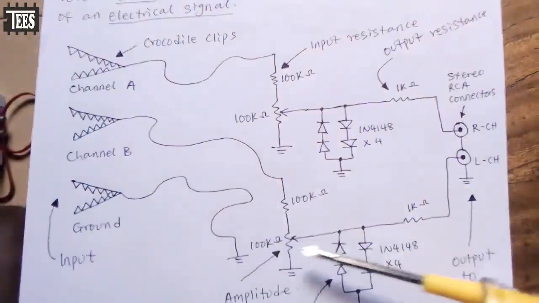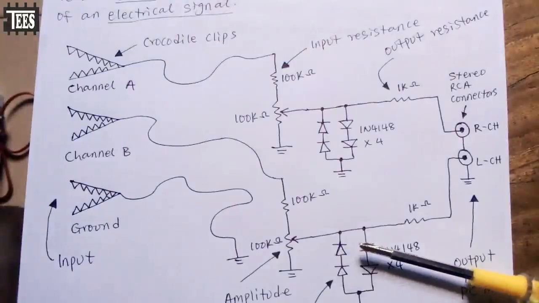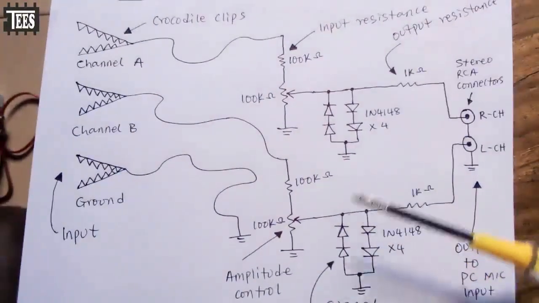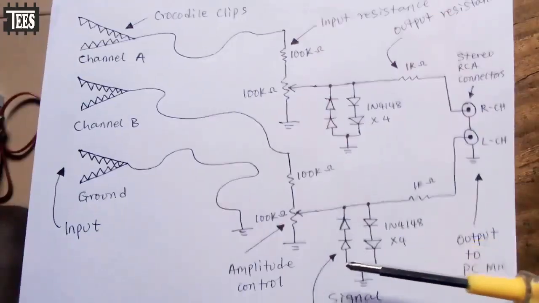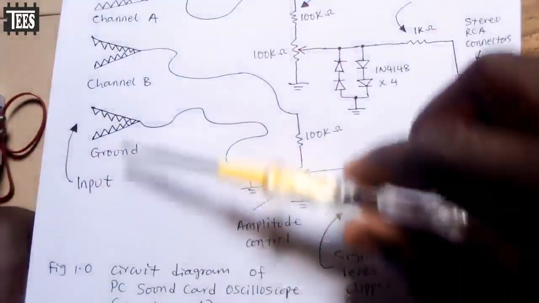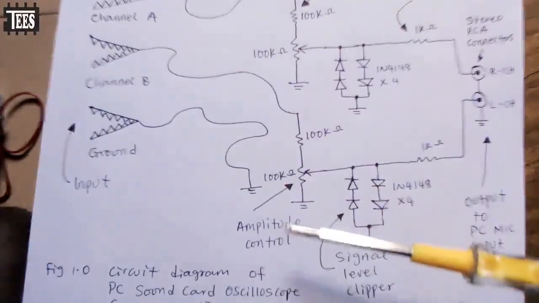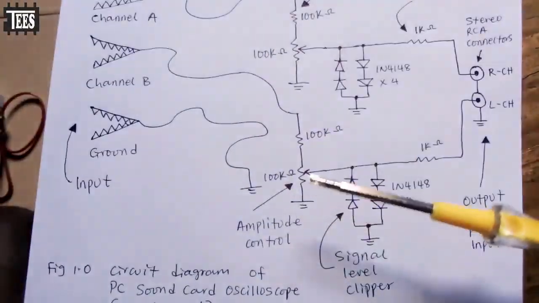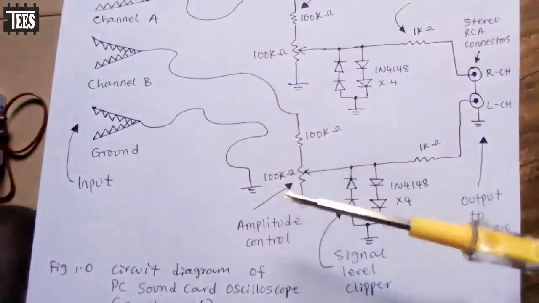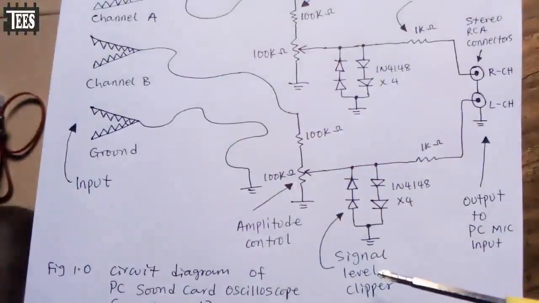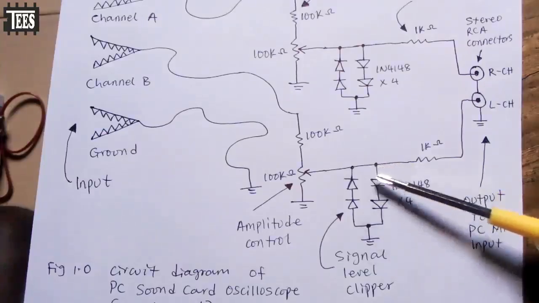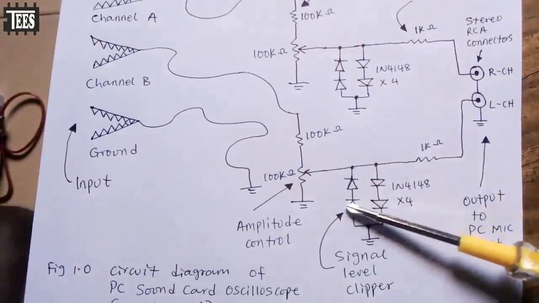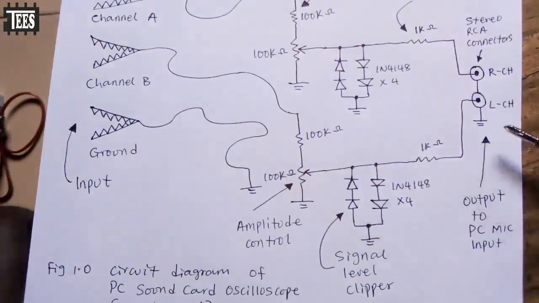So the whole circuit, you can see it is passive. There is no active component like transistor or IC, anything, no. You understand? And this is working very well. So here we have the inputs, the amplitude control, that's the signal level. Then we have the clippers. This clips the voltage at 1.2 volts. It will not exceed that, just to protect your computer. Then the output to your microphone.